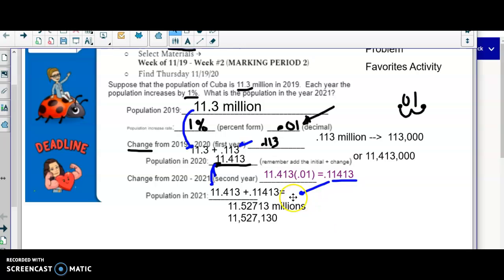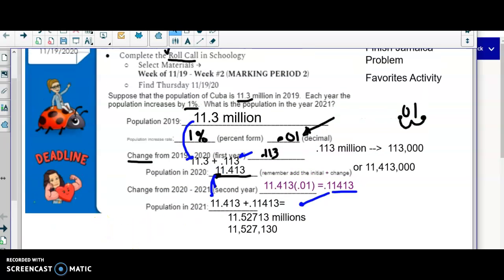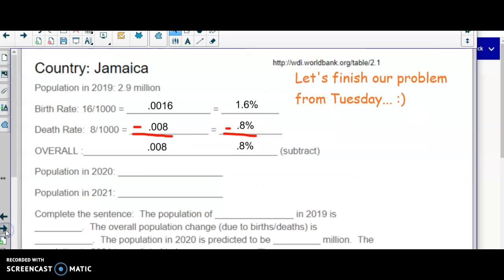All right? So that's our warm-up for today. Make sure you get that done and get started on it. All right, our next problem for today is our Jamaica problem. Yesterday, we started this on Tuesday. It was not yesterday, it was Tuesday. And you guys just did a subtraction, right? We figured out that the birth rate 16 over 1,000 is 0.016, okay?